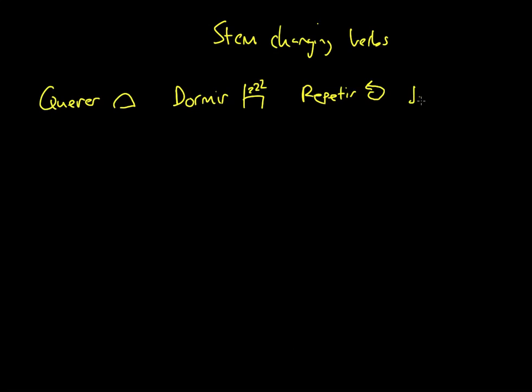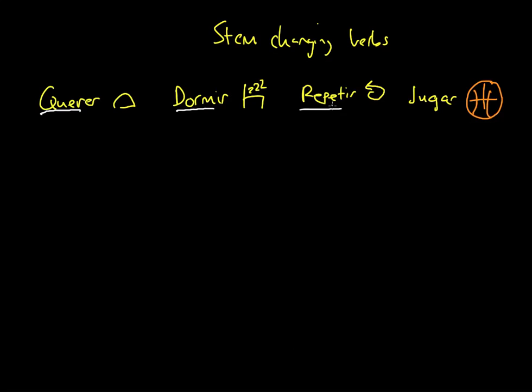And finally, we have the verb jugar. Okay? And let's just draw an orange basketball to represent the verb to play, jugar. Okay? So the question is, what is the stem of all of these verbs? The stem of these verbs is what you see before the last 2 letters.